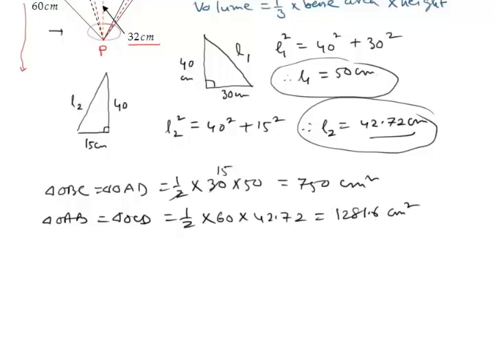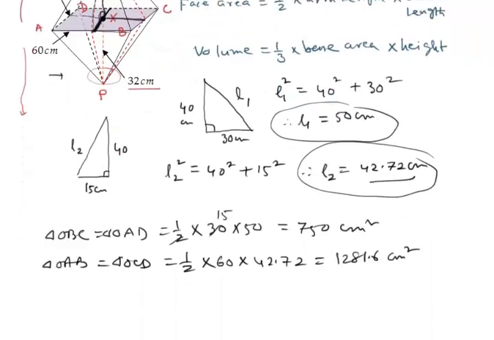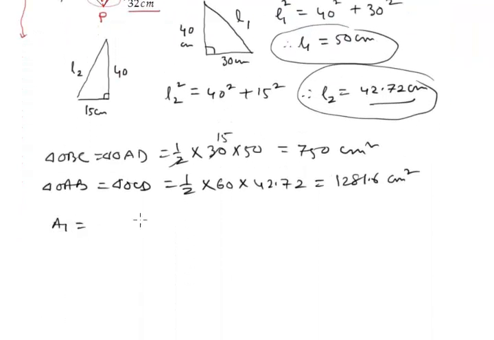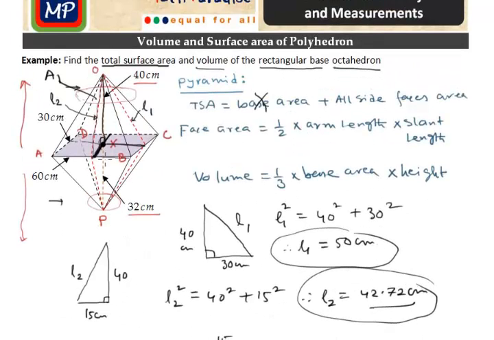1281.6 centimeter square. Therefore, the total area: because OBC and OAD are equal, and OAB and OCD are equal, altogether the four faces of the top pyramid, if we consider the total surface area as A1, then A1 will be twice 750 plus twice 1281.6. If we do this calculation, altogether we will get 4063.2 centimeter square. So this is the surface area for the top pyramid.